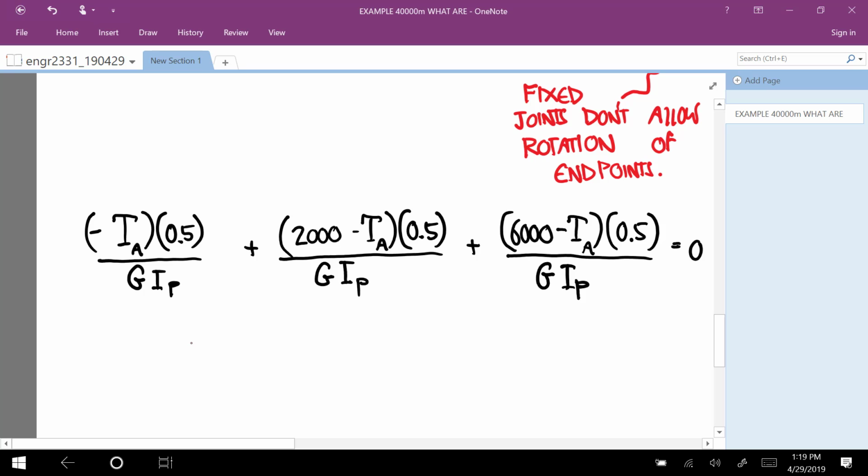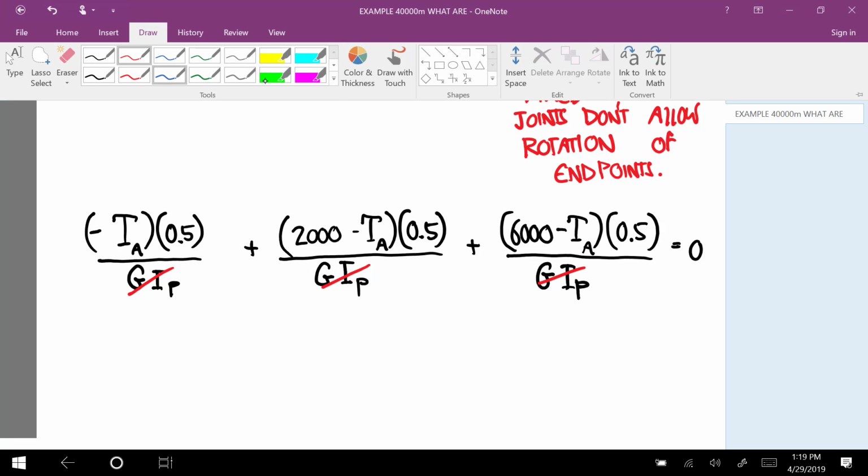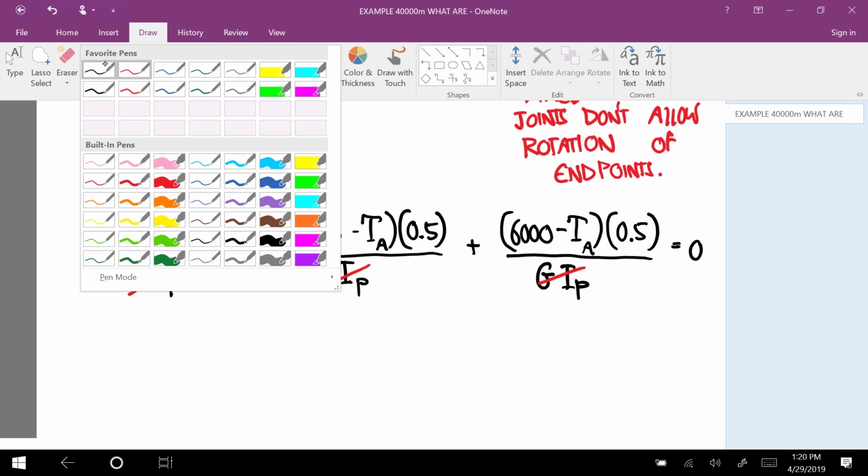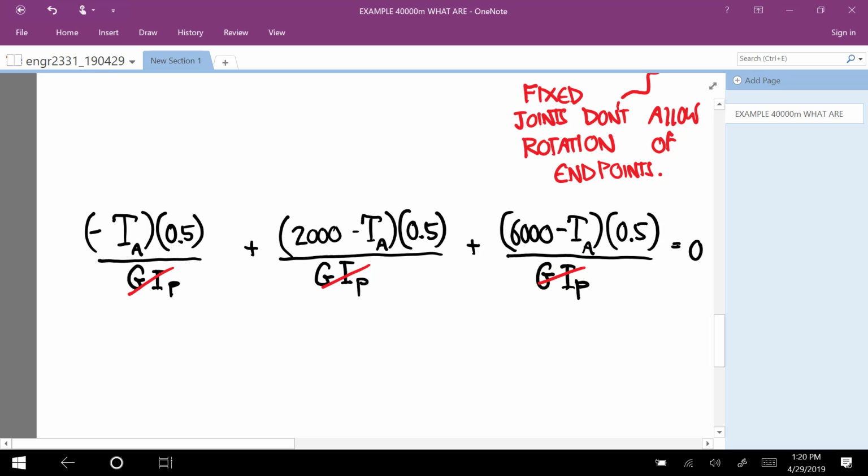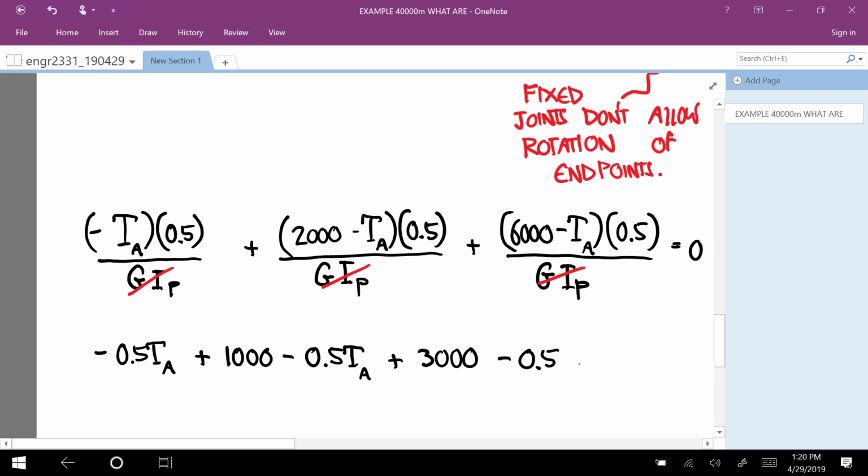We can multiply both sides by G I sub P, and these all cancel out. So you get negative 0.5 TA plus 1,000 minus 0.5 TA plus 3,000 minus 0.5 TA is equal to 0.